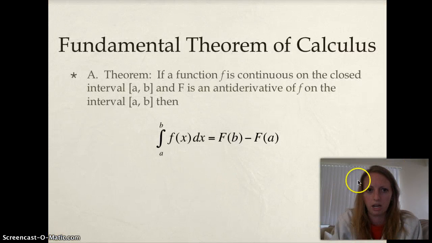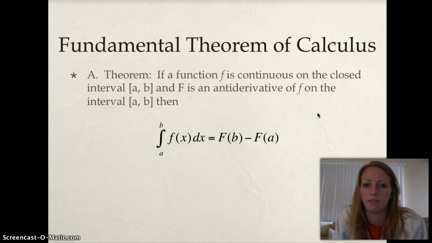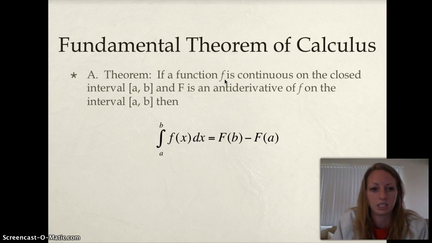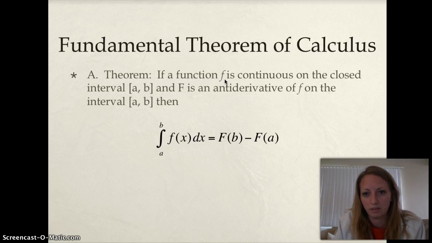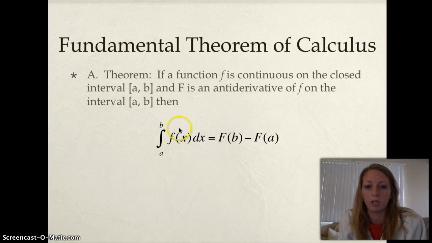So the fundamental theorem of calculus says: if a function f, just our general function, is continuous on the closed interval [a, b], so it goes back to continuity rules, and F is an antiderivative of little f on the interval [a, b], then when you integrate from a to b, now we're going to have numbers out front, before we just had the integration symbols, you get F of b minus F of a.